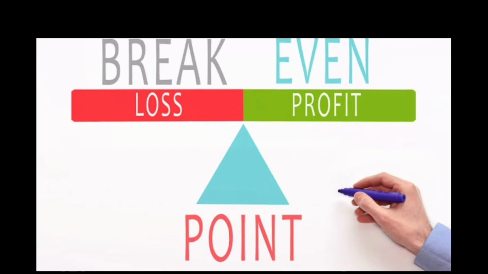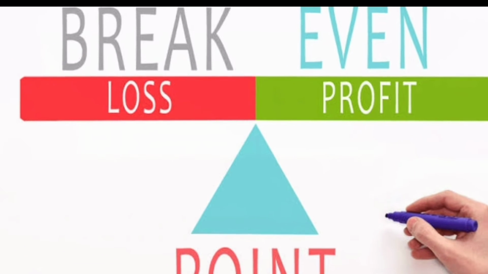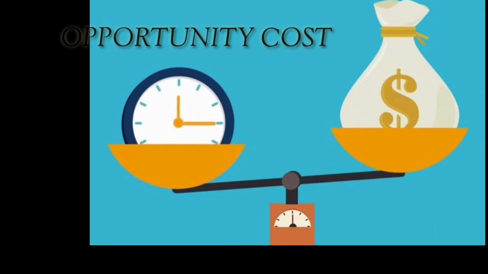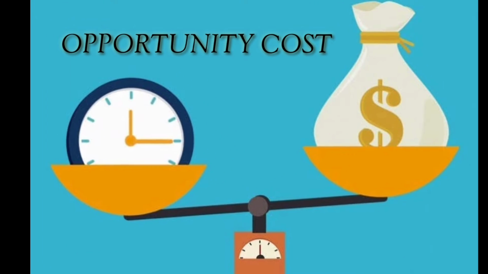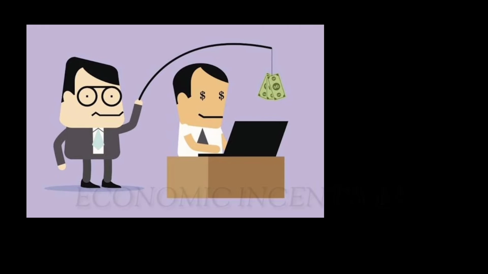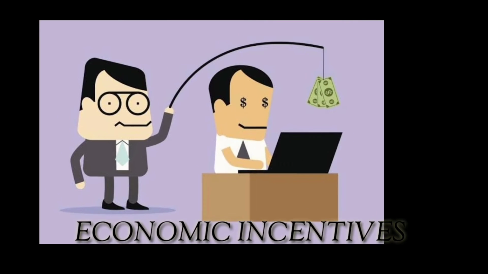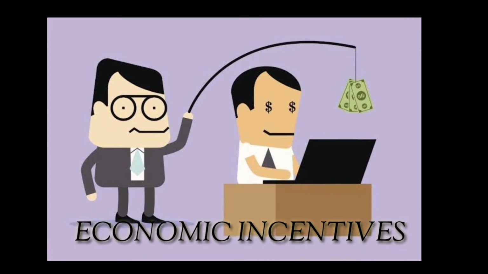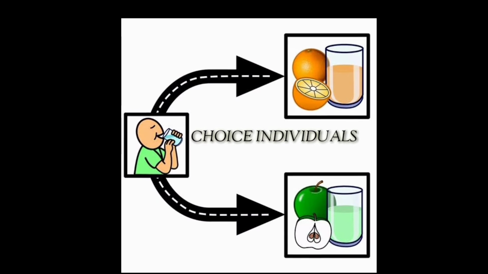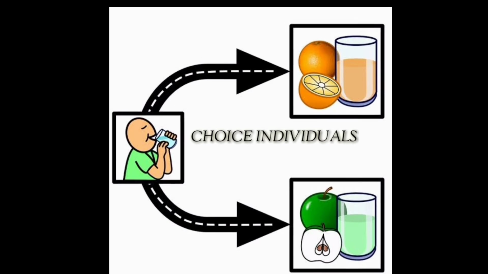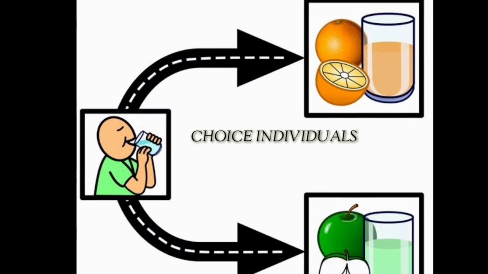Break-even point is when total cost equals total sales revenue. Opportunity cost is giving up one thing to have another thing. Economic incentives: something given to the individual as a reward for moving forward. Choice: individuals get something they like. Eventually, they give up something else that they like too. It's like opportunity cost.